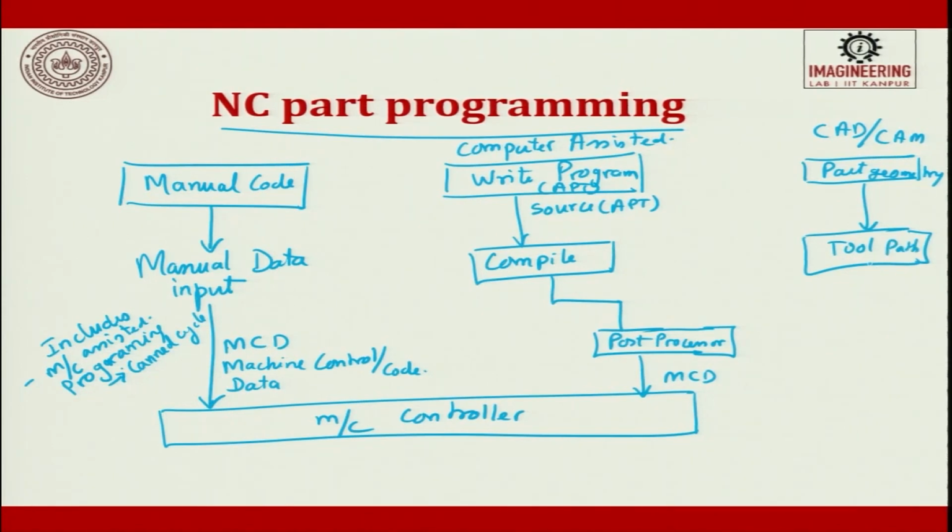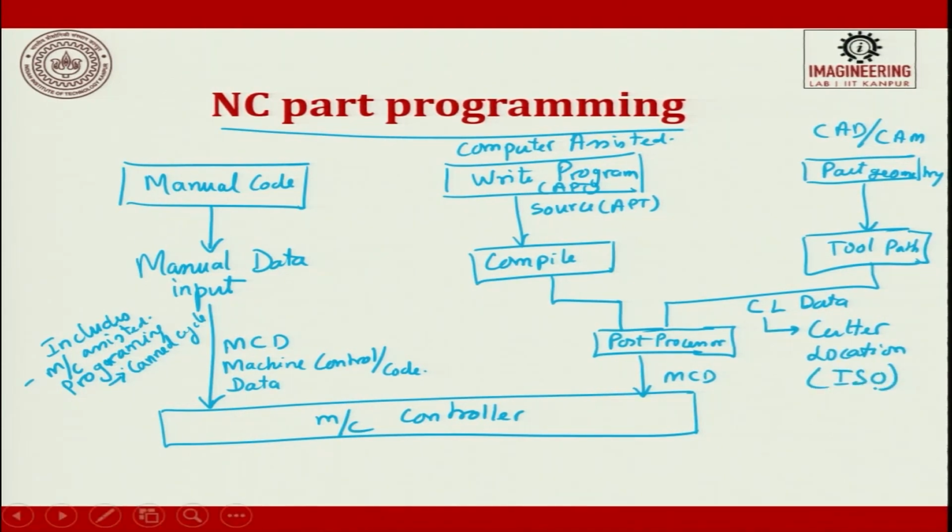Okay. From a tool path, we go to the post processor. Here we generate CL data, which is nothing but cutter location data, in ISO format, because from controller to controller things keep changing, so you have to have a standardized one. So, we always use the international standards. Cutter location data is given, and that comes to the post processor, and finally it goes to the MCD.